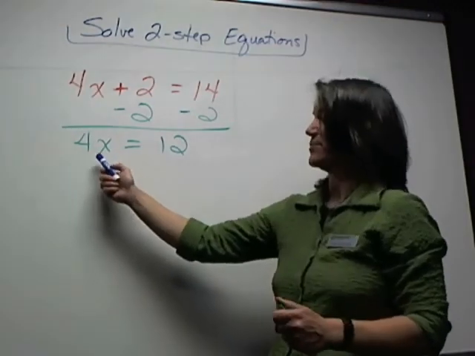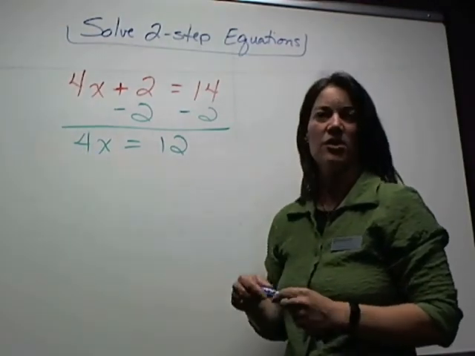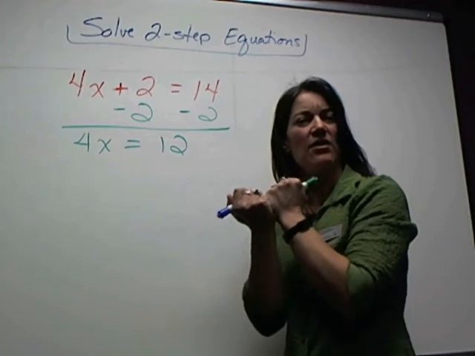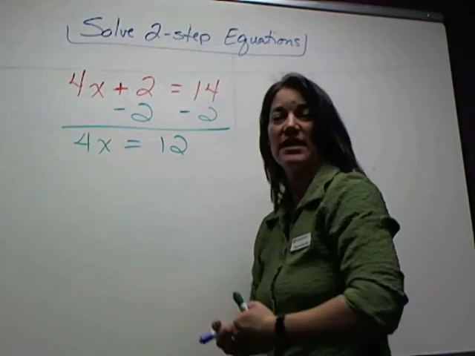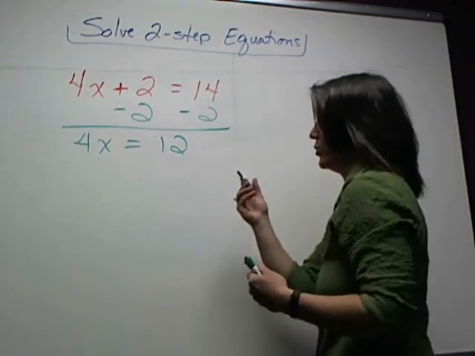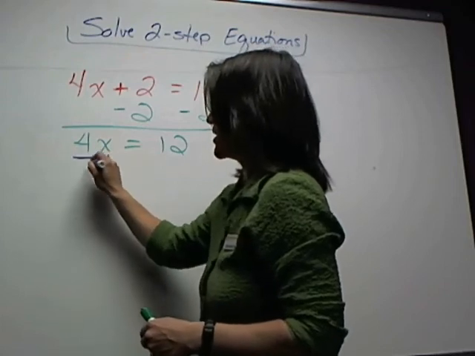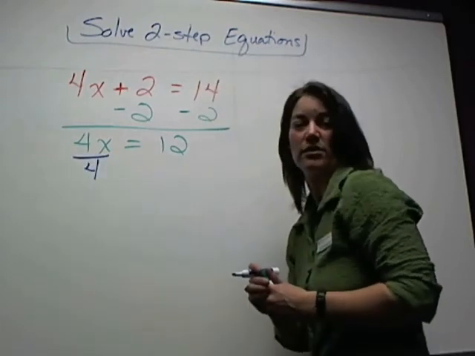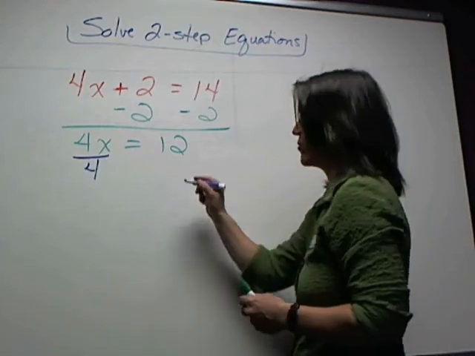So then our second step is to get the 4 away from the x. Remember, when a number and a letter are mushed together, it means multiplication. So to cancel out multiplication, we divide. We show division by drawing a fraction bar. That's 4x divided by 4.